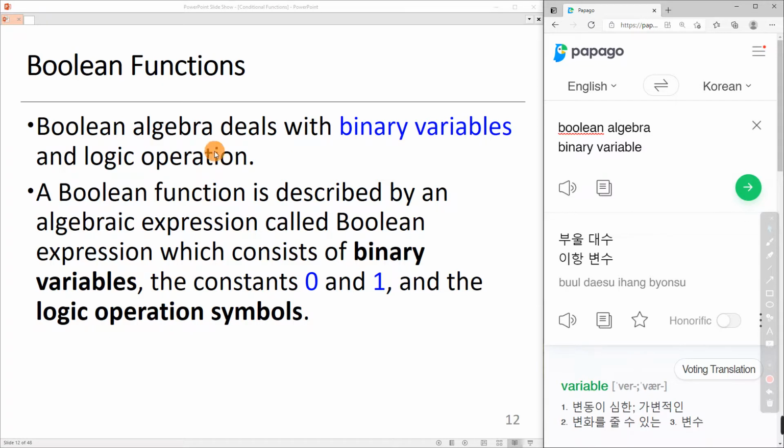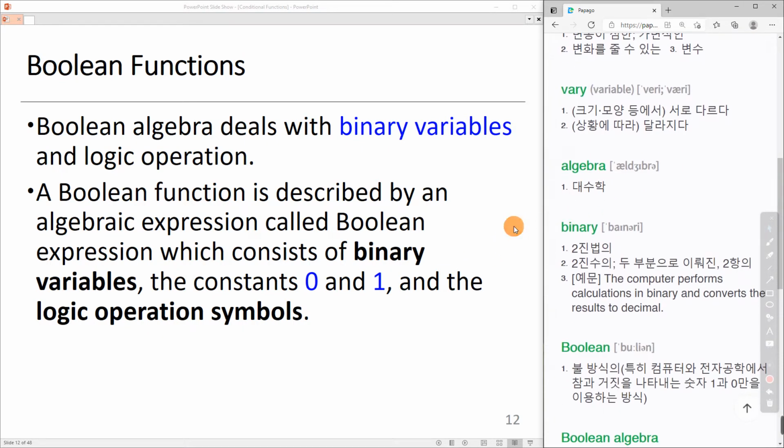So Boolean algebra deals with binary variables and logic operations. A Boolean function is described by an algebraic expression called a Boolean expression, which consists only of binary variables, the constants 0 and 1, and the logic operation symbols.